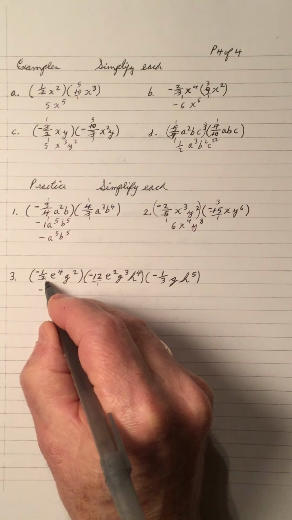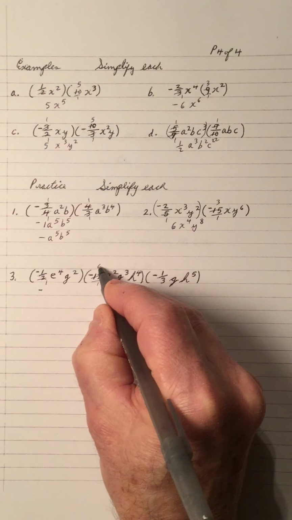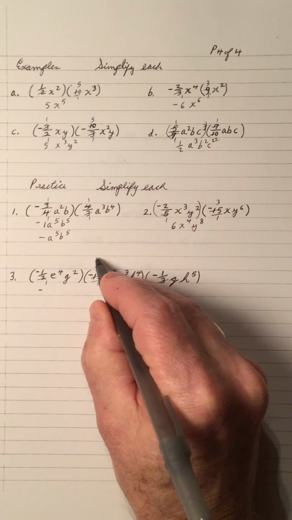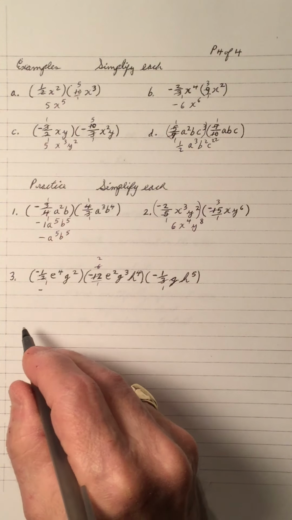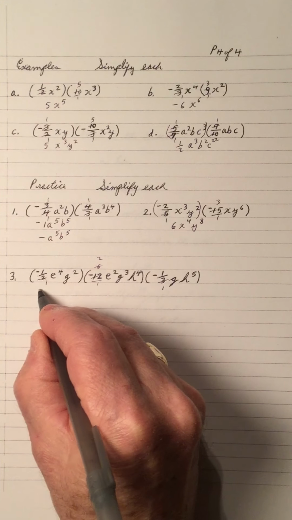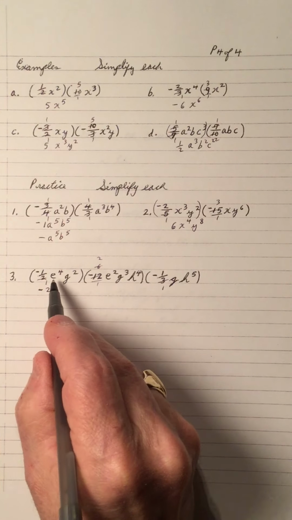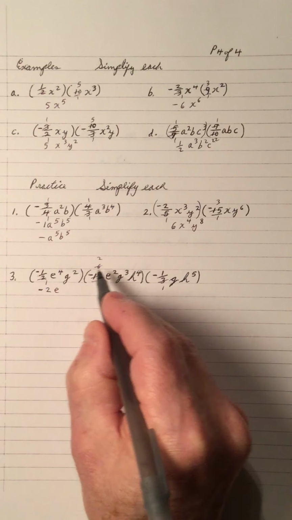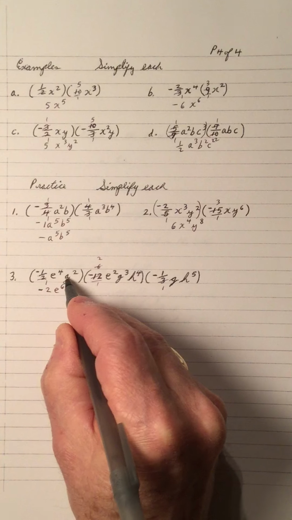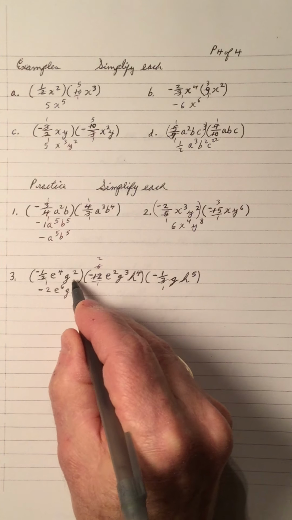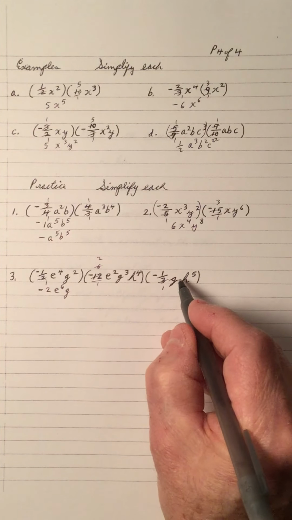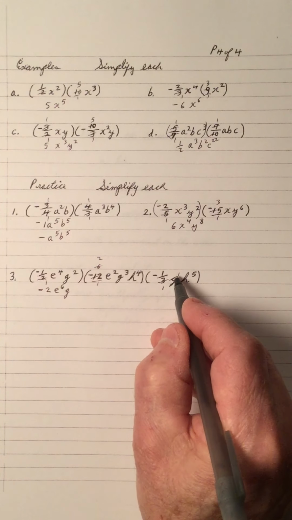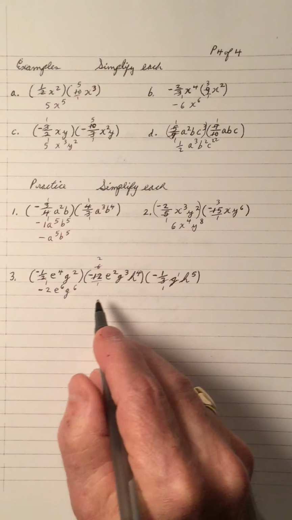So the 2 cancels into 2 once. 2 into 12 goes 6. The 3 into 3 goes once. The 3 into 6 goes 2. So that gives me negative 2. I got an E and no E. So I got E. 4 plus 2 is 6. I got a G squared, a G cubed, and a 1. So 2 and 3 and 1 is 6.